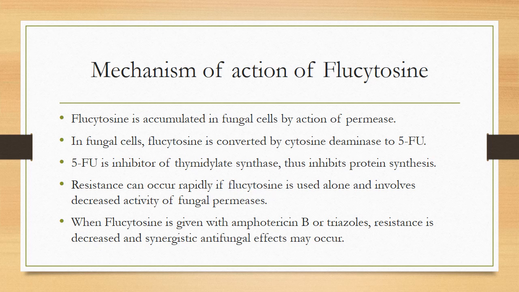Resistance can occur rapidly if flucytosine is used alone and involves decreased activity of fungal permease. When flucytosine is given with amphotericin B or a triazole, resistance is decreased and a synergistic antifungal effect may occur.